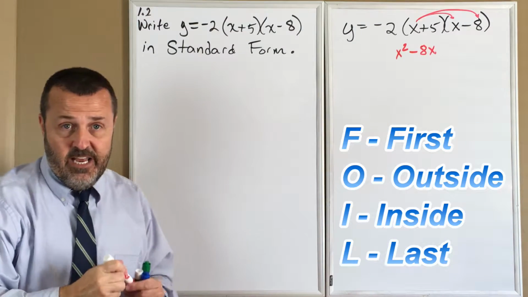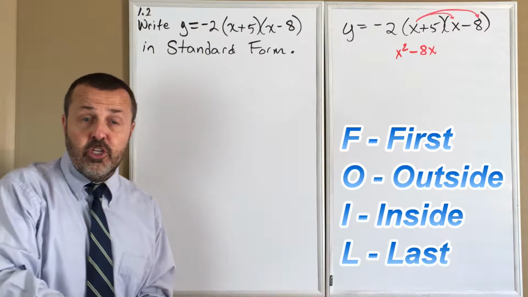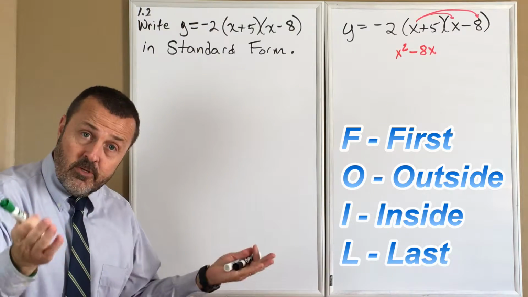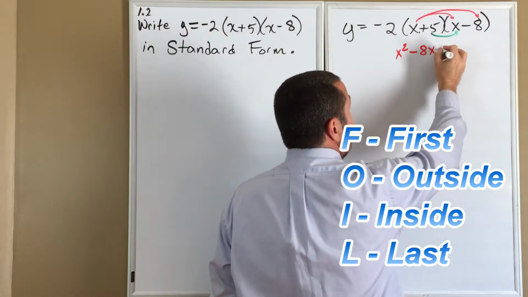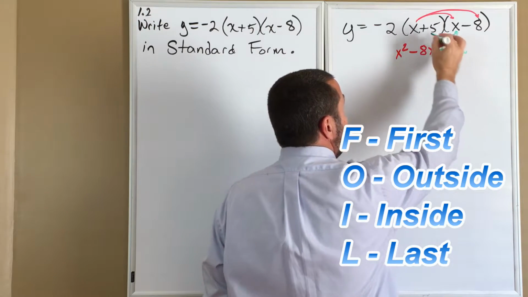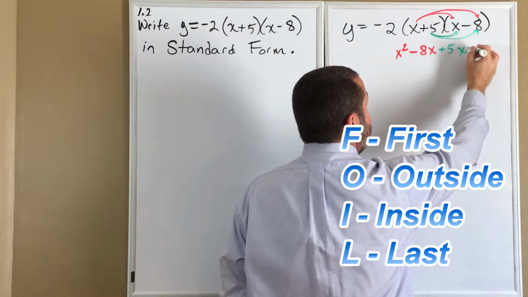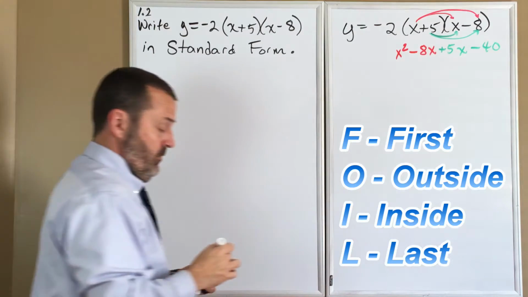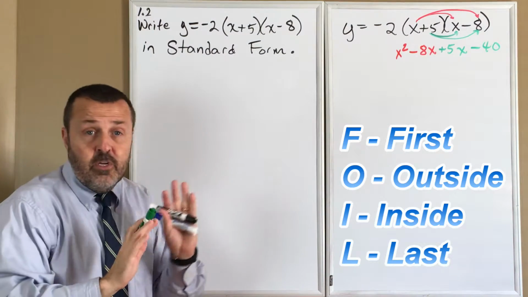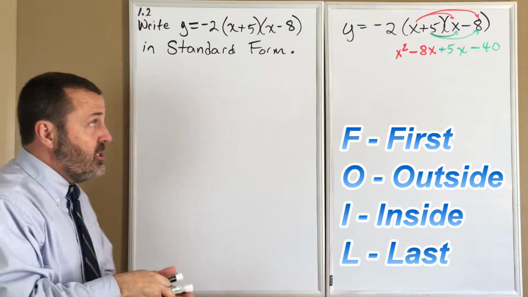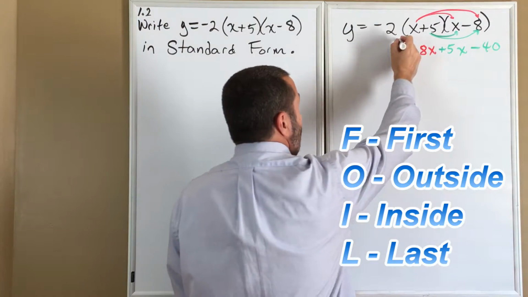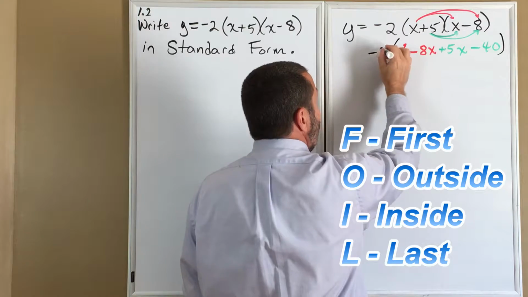That's our outside. I like to change colors for the inside and the last. No problem. 5 times x is positive 5x. And then 5 times a minus 8 is a minus 40. Now, negative 2 did not drop off the face of the earth. It is still there. We just didn't utilize it in step 1. But we have to bring it down.